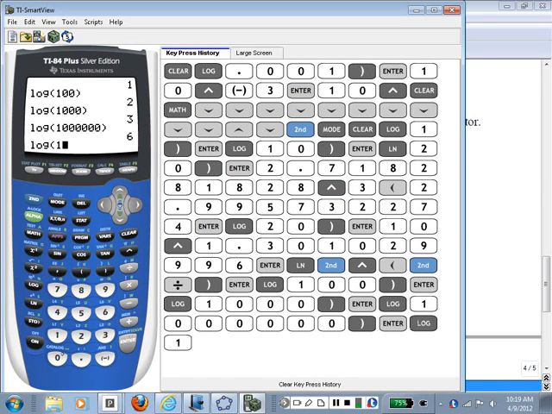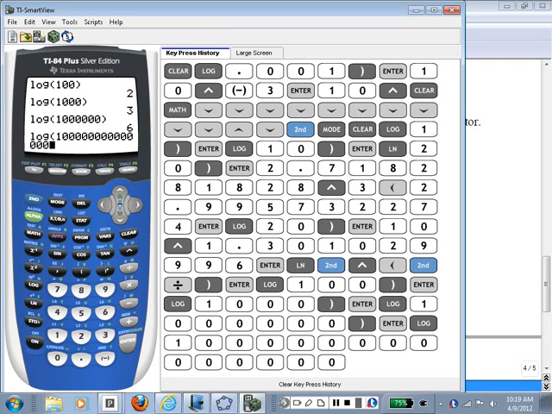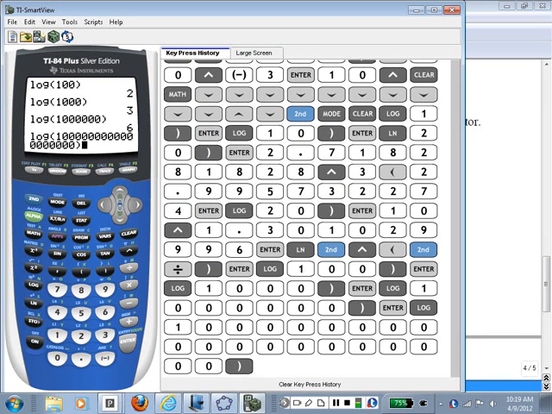And what power can 10 be raised to get this number as the answer? What is it? 1,000, million, billion, trillion, quadrillion, quintillion. What power can 10 be raised to get 1 quintillion as the answer? Hopefully it's a multiple of 3, or else I'll have miscounted the zeros. Yeah, 10 to the 18th power equals 1 quintillion. All right.